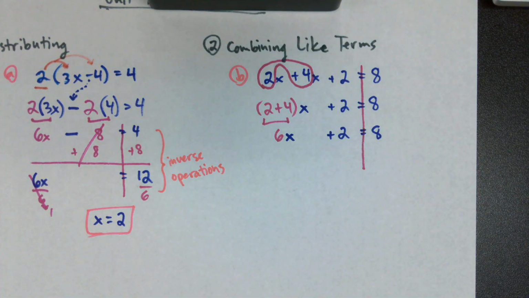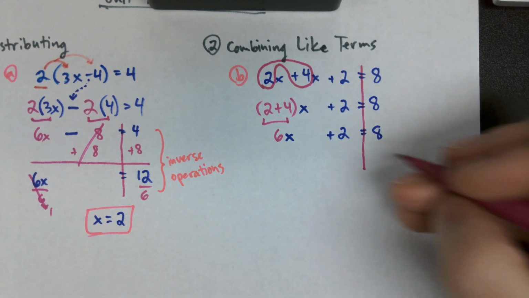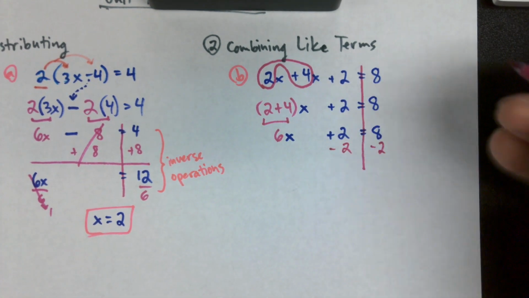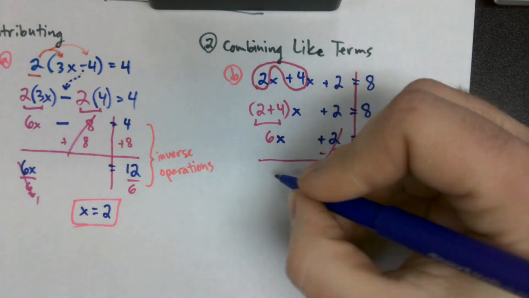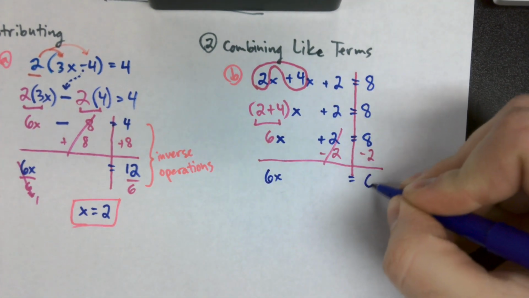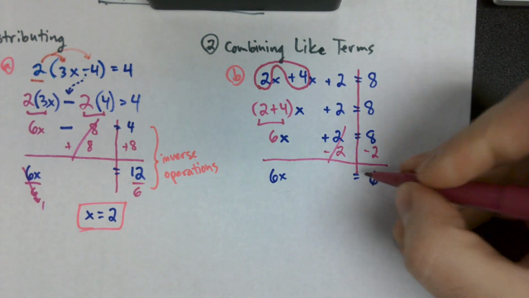So we're going to jump into our inverse operations now. We're going to subtract 2 from both sides. Get rid of those. And we got 6x equals 6.